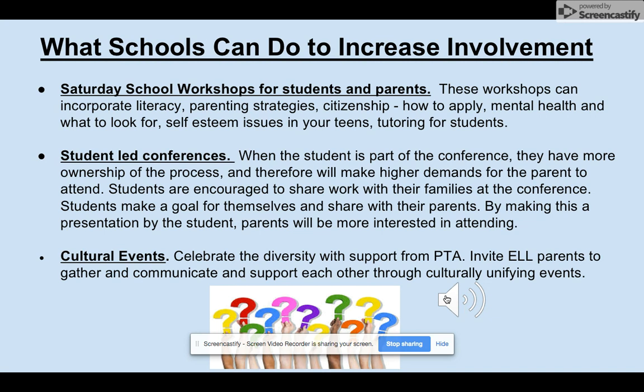Cultural events help celebrate the diversity of our students on campus and families, and often that comes with support from our PTAs. If you invite ELL parents to gather and communicate and support each other, you can really help unify the campus.